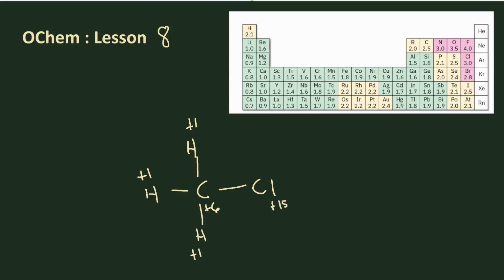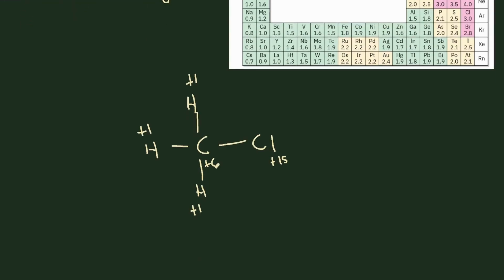So the positive average is going to be about here, close to the chlorine. It's where our positive center of mass is going to be. Center of mass is correct for the proton side of things, yeah. But our average positive center is right there.